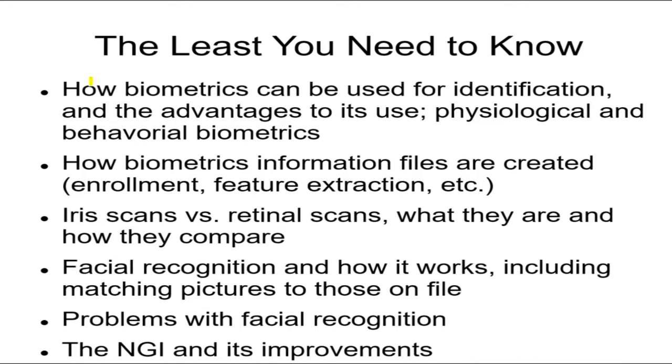So, a little bit of a summary. You should know how biometrics are used, the physiological and behavioral biometrics, and how they're used to identify people. The enrollment, the feature extraction, the four parts of it. Iris scans versus retinal scans. They are a very important form of biometrics that are being used and used well these days. Iris scans are, again, the way of the future.